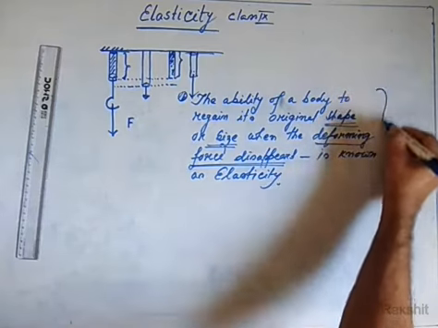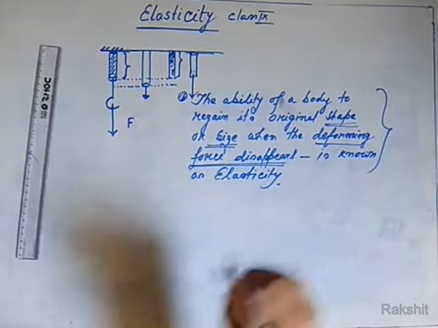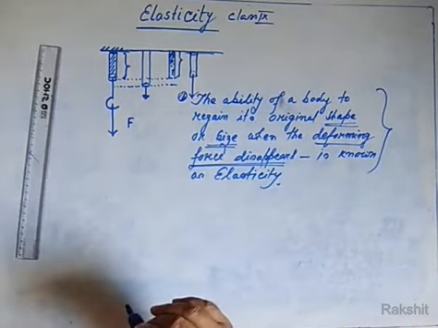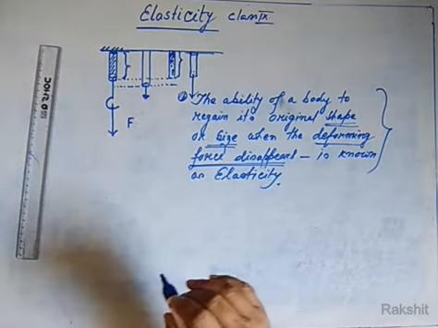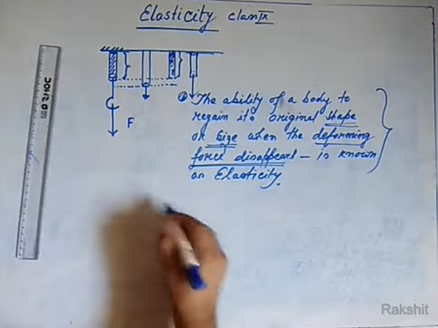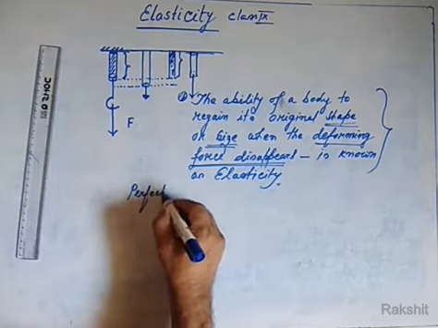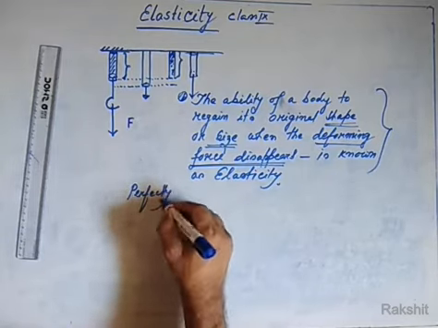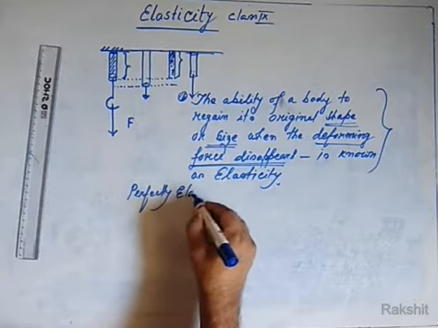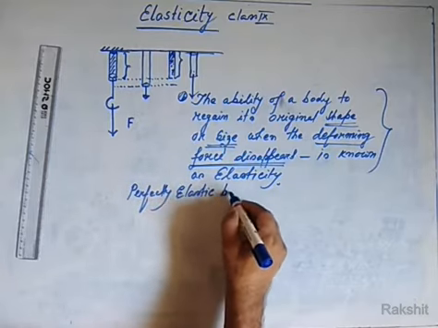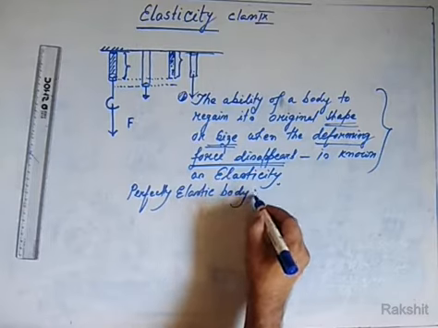Depending upon that property, we will define two things. Number one, perfectly elastic body. So which is perfectly elastic body?